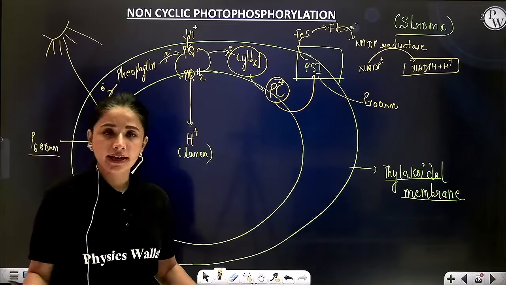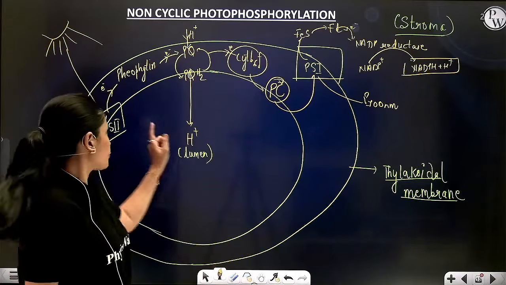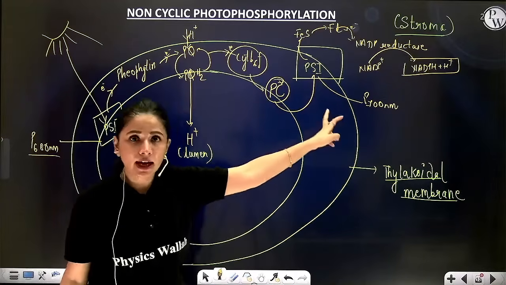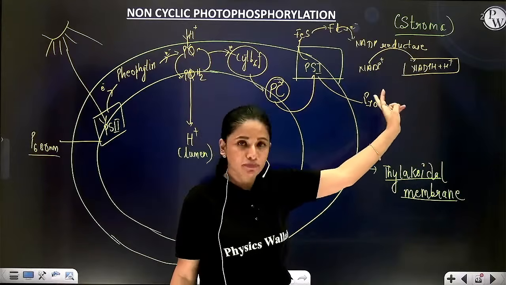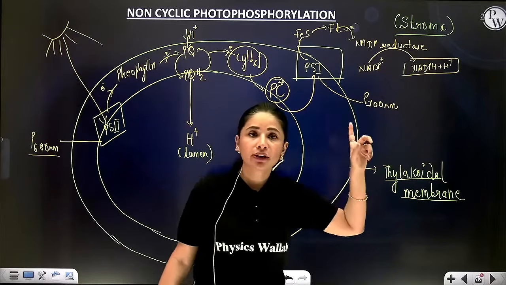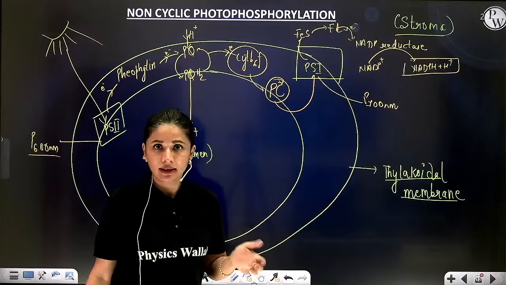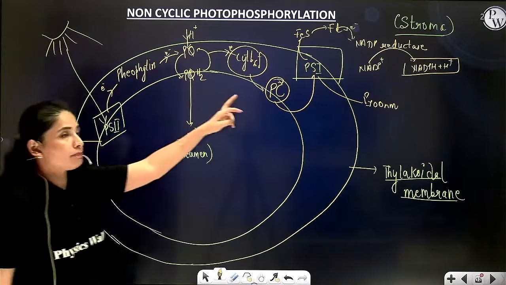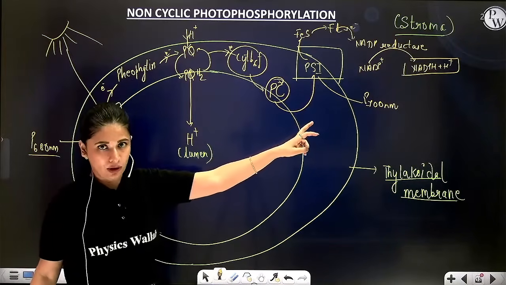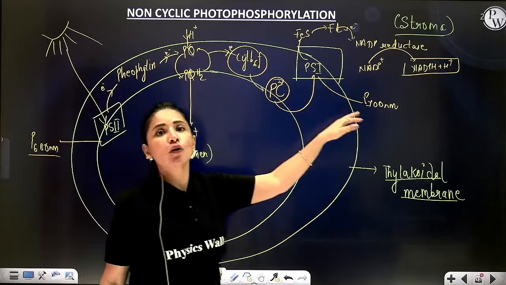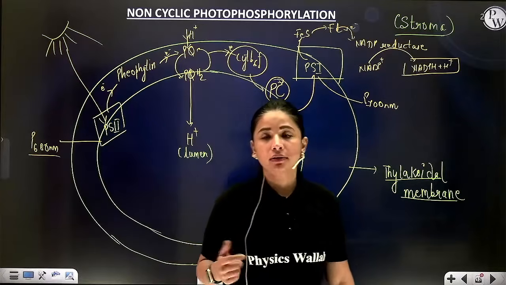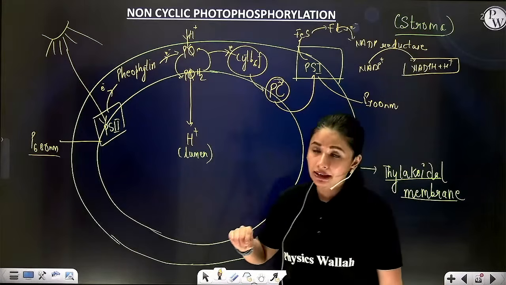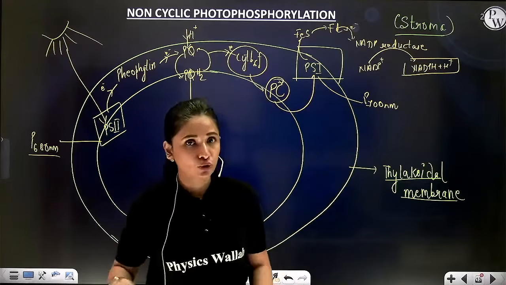Complete flow of electron has taken place. From PS2, electron has gone to PS1. From PS1, electron has gone to NADP positive. So this flow of electron is non-cyclic. Correct? Because you see PS2 is not receiving its own electron and PS1 is not receiving its own electron. So this is non-cyclic flow of electron in order to generate energy intermediates, chemical intermediates, ATP and NADPH2.